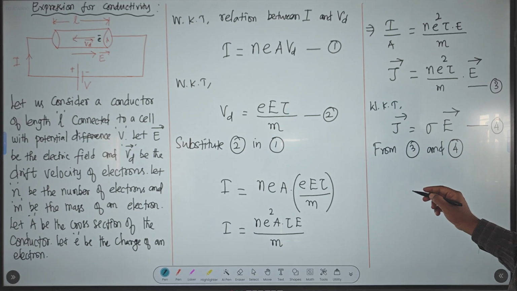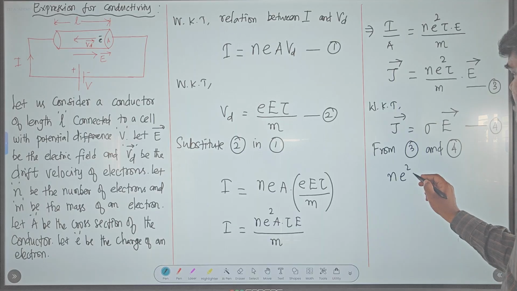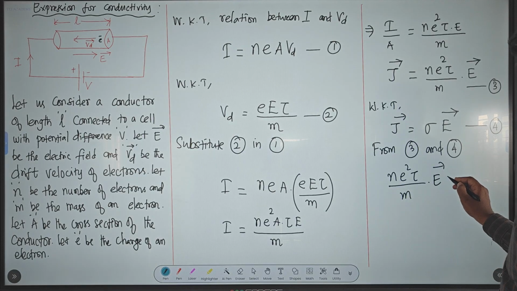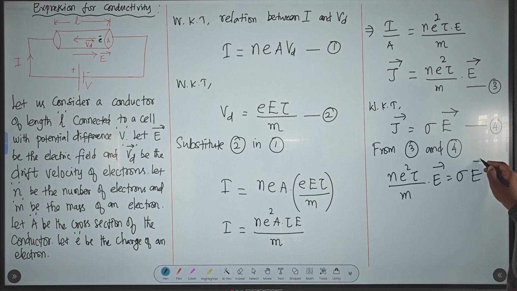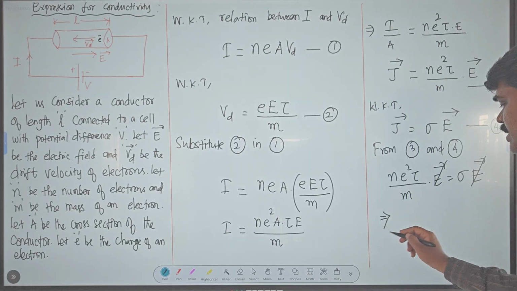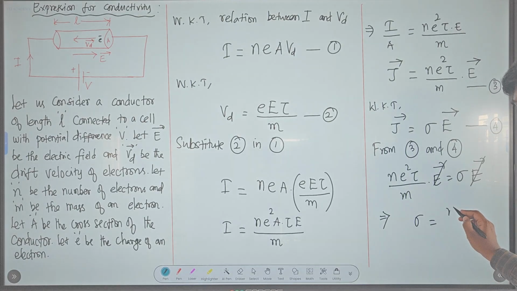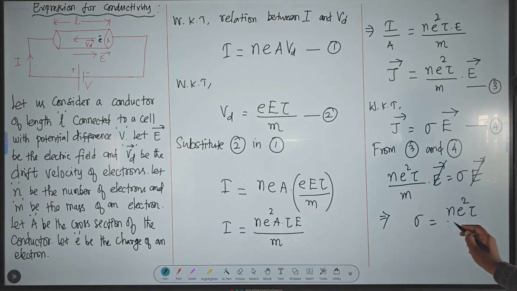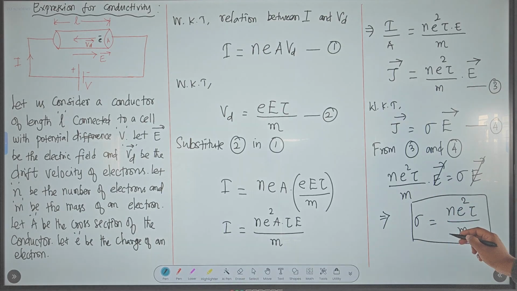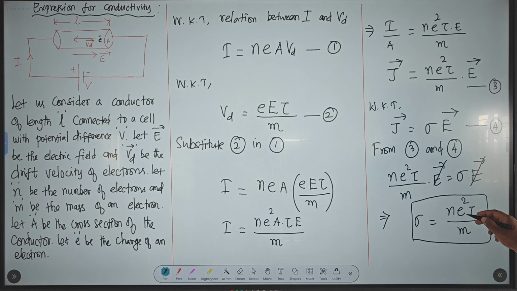So most of you will know that N e square tau by m into E vector is equal to sigma times E vector. Both are the same quantities, so it will get cancelled. If I rearrange this and write, this will become sigma equals N e square tau by m. That is the expression for conductivity, given by the product of the number of electrons in the conductor, the square of the charge of an electron, and the relaxation time, whole divided by the mass of an electron.